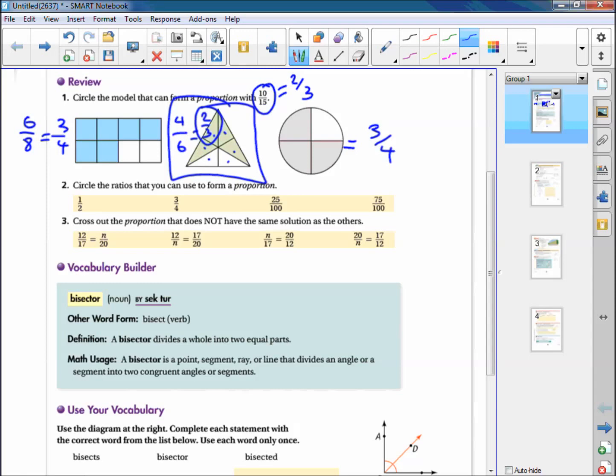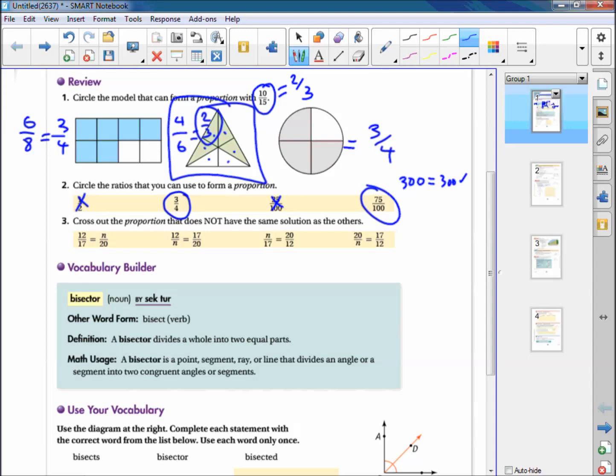All right, circle the ratios that you can use to form a proportion. So to form a proportion, they have to be equivalent ratios. So none of these are equivalent to 1/2. And none of them are equivalent to 1/4, but 3/4 and 75/100 is also 3/4. So these two ratios are equivalent, so they can form a proportion. If we did their cross products, we would get 300 and 300. So 3 times 100 is 300, and 4 times 75 is 300. So remember, if their cross products are equal, then we have a proportion.